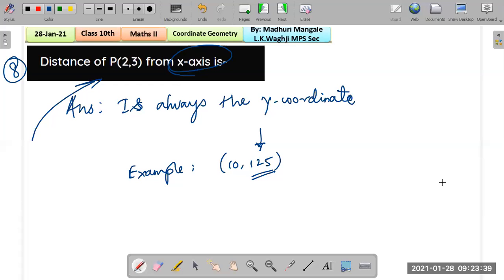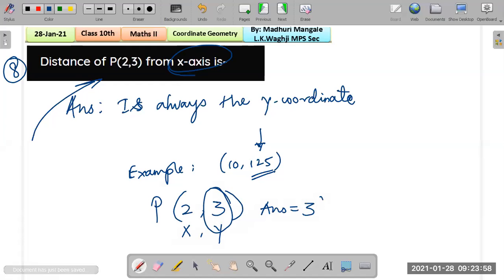What is the distance of this point from the x-axis? The distance of a point from x-axis is the y coordinate. So what is the y coordinate in this point? 2 comma 3. What is the y coordinate? First is always x, second is always y. So the y coordinate is 3. That means the answer is equal to 3. This point is 3 units away from the x-axis. Okay.